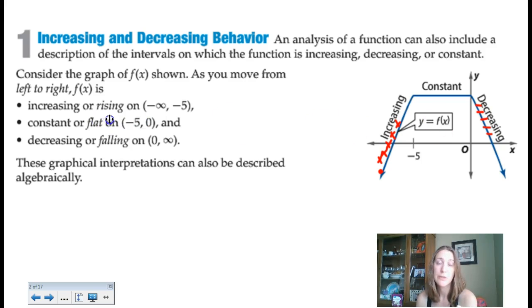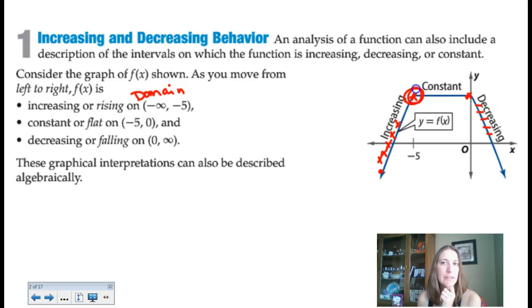So it's increasing or rising from left to right. From the domain interval, remember these are all domain intervals, of negative infinity up until negative 5, because at this point right here, the roller coaster stops increasing, and now it's that boring part where it doesn't go anywhere. Constant or flat from negative 5 to 0, and then it switches again. And now it's going to be a decreasing roller coaster from 0, and then it keeps decreasing forever. It's like the worst roller coaster ever.